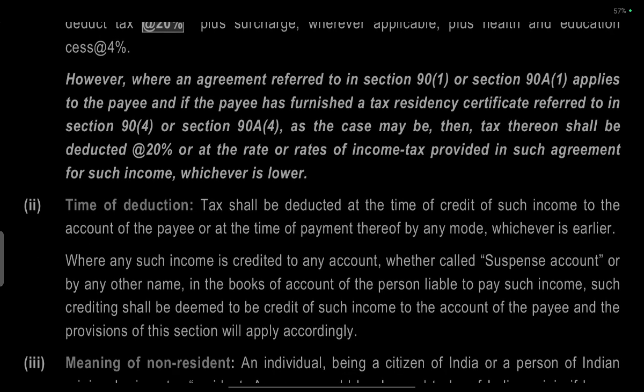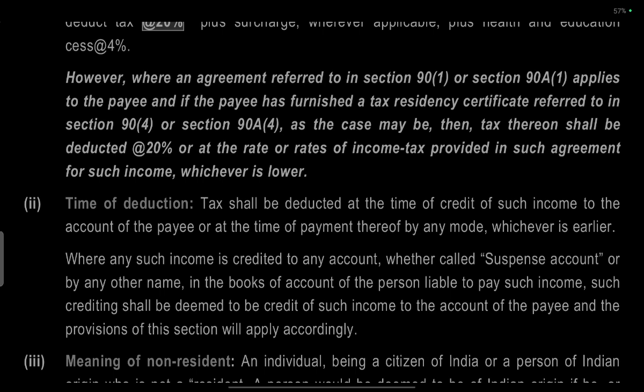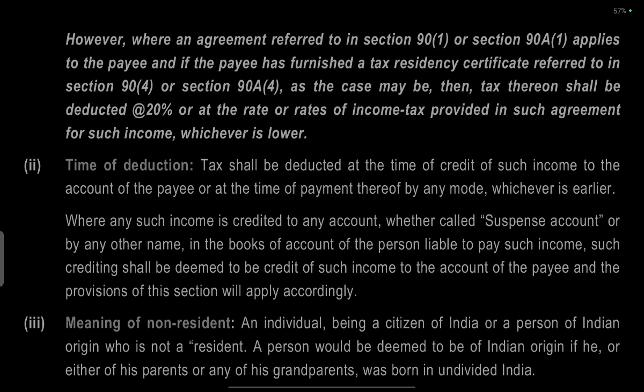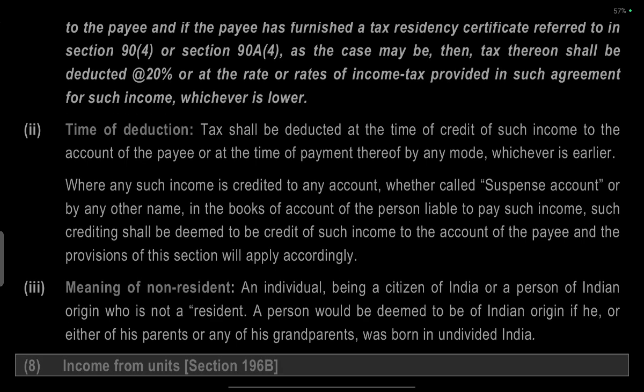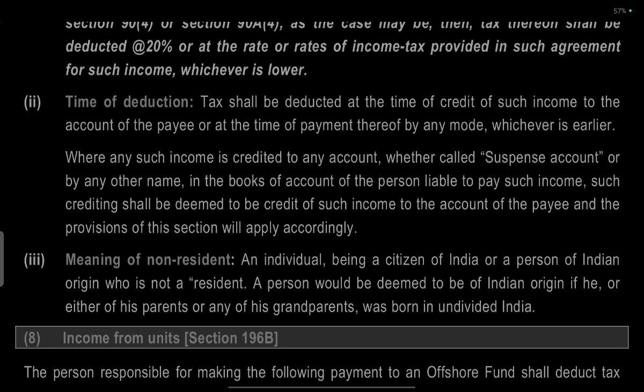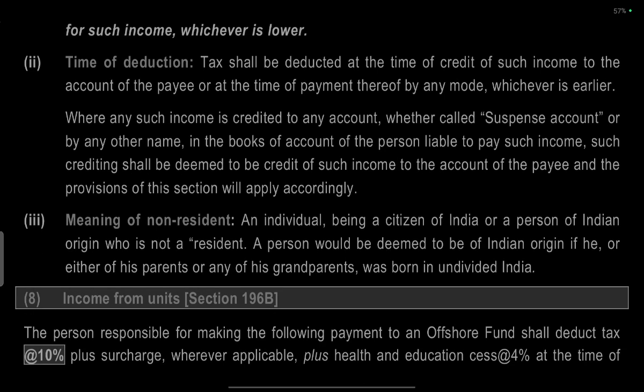However, if an agreement referred to in Section 90 or Section 90A applies to the payee and the assessee has furnished a tax residency certificate referred to in Section 90(4) or 90A(4), as the case may be, then the tax shall be deducted at 20% or the rate provided in such agreement, whichever is lower. The tax shall be deducted at the time of credit of such income to the account of the payee or at the time of payment, whichever is earlier.